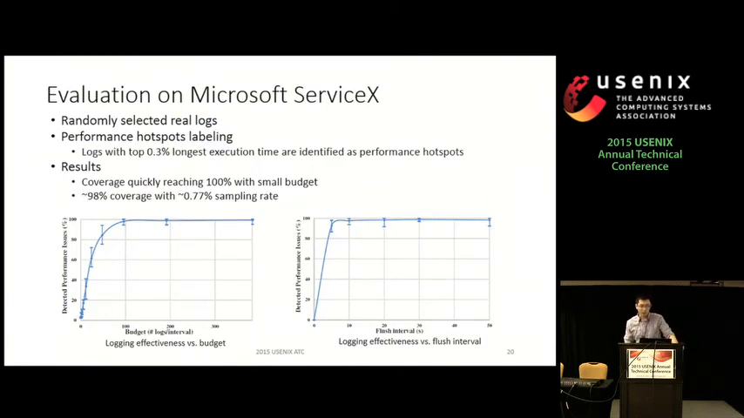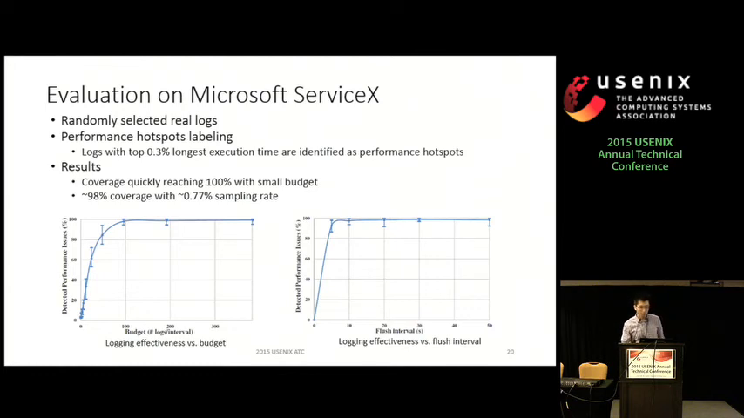We also conducted evaluation on the real logs generated from one service in Microsoft. So we randomly selected about 12 log files. Each log file is about 500 megabytes. And since these logs do not have the ground truth, for this evaluation we designed it to identify the performance hotspots. So we define the 0.3% of the logs which took the longest execution time as the performance spots, and we would like to see if log square can capture them by varying the different budget size.